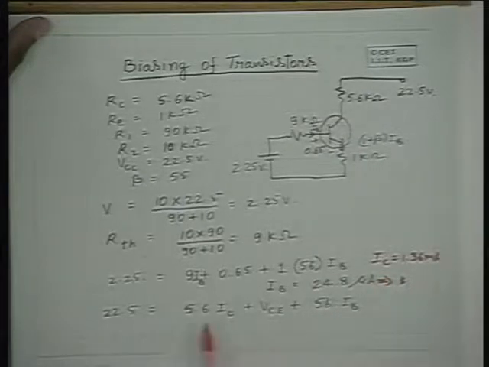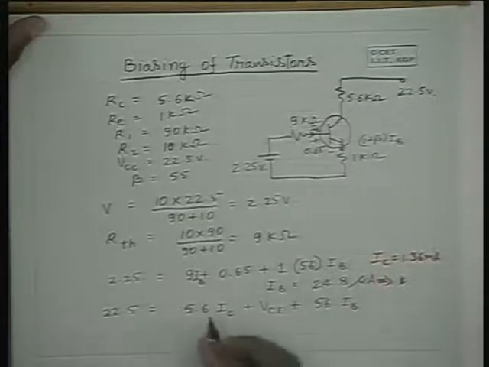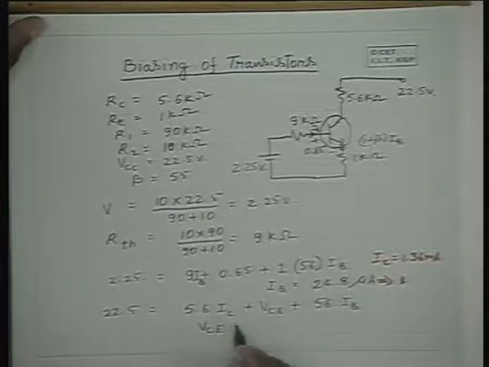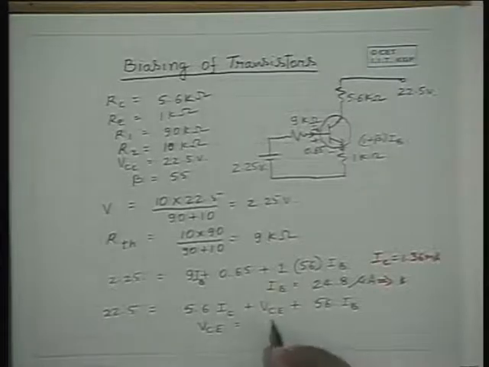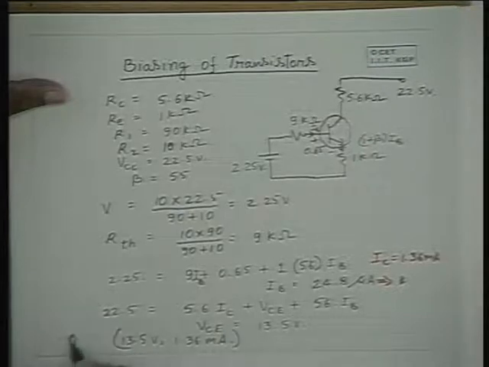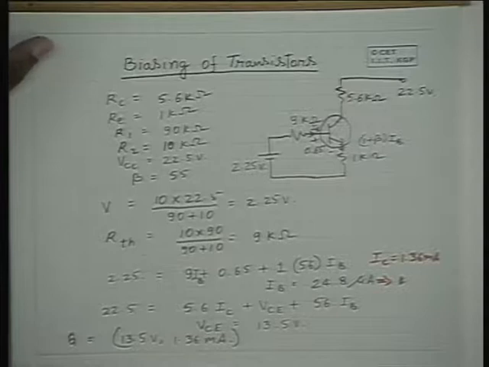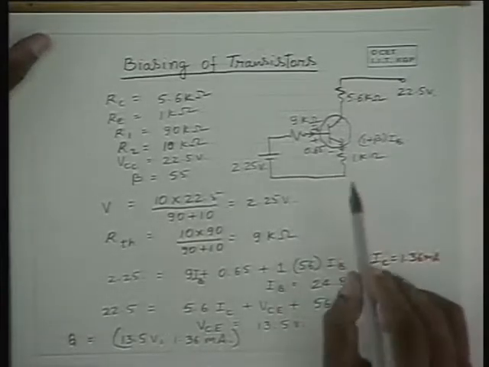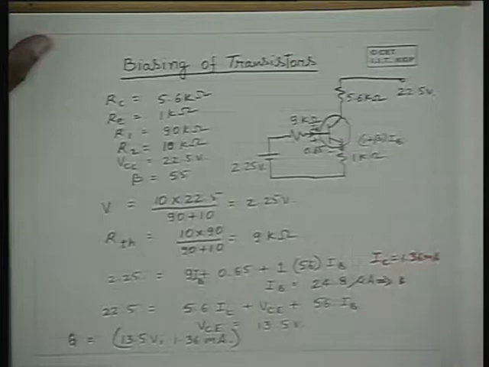Now by substituting for IC and IB here, and from this equation we can determine VCE, the collector to emitter voltage, as 13.5 volts. Therefore, now the Q point is 13.5 volts and 1.36 milliamperes. So this is the Q point. So this is how, using the Thevenin's equivalent, we can analyze a given circuit and determine the Q point.